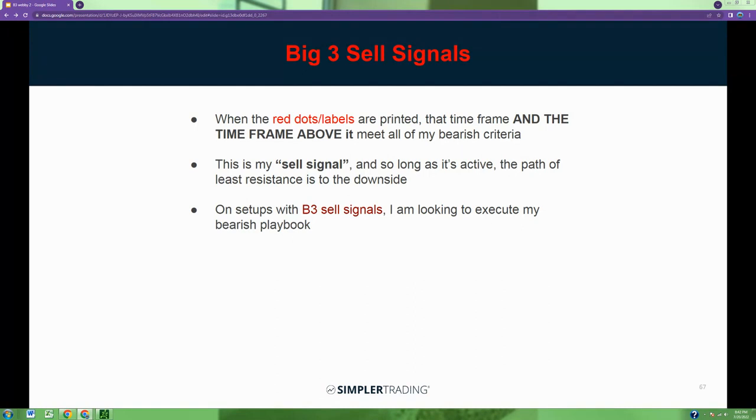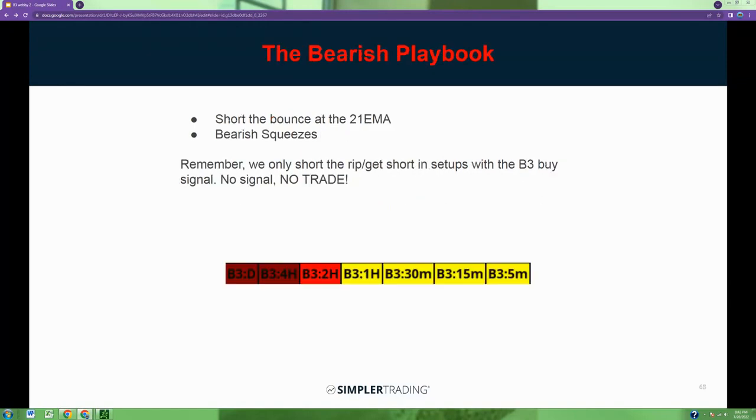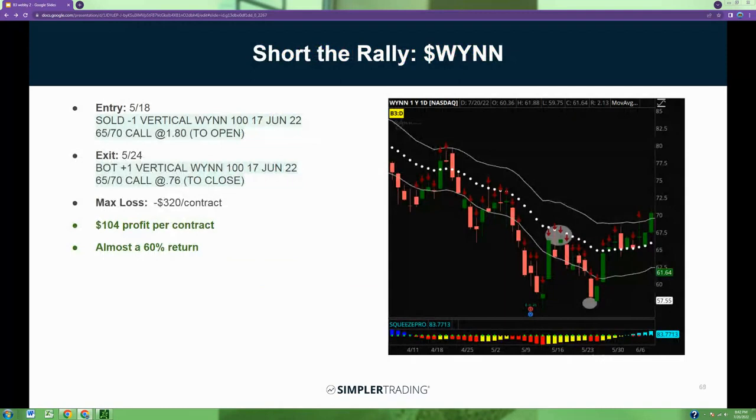As long as that sell signal is active, path of least resistance is to the downside. So on the setups with our sell signal, that's where I'm looking to execute the trades from my bearish playbook. What's the bearish playbook? I like short and bounces to the 21 EMA, and I love getting short inside of squeezes. But obviously, we can only do that if we got the red arrows or the red labels. We need that sell signal.